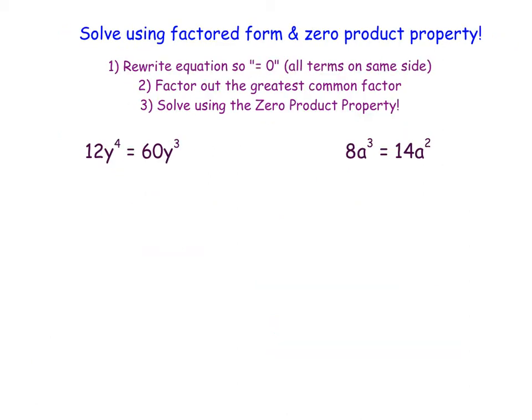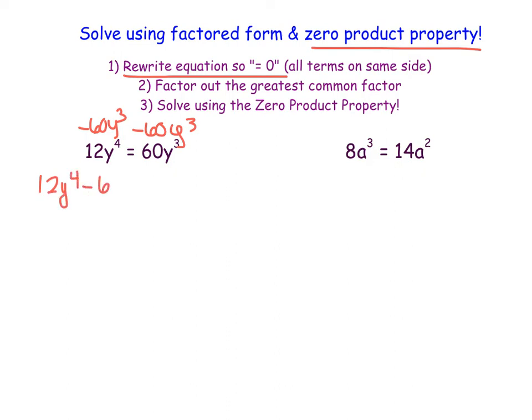So final two examples here. It's pretty much the same thing. The only thing is we're going to have to start by rewriting that equation so we have the equals 0. So if we're going to use the zero product property, we need to have the equals 0 part of that equation. So I'm going to start by subtracting 60y cubed from each side. So then I have 12y to the fourth minus 60y cubed is equal to 0.